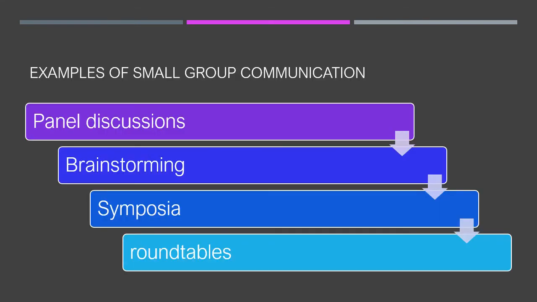Here are some examples of small group communication. These are panel discussions, brainstorming, symposia, and round tables.